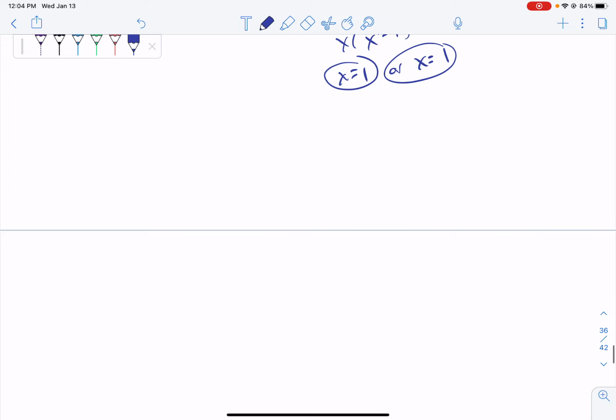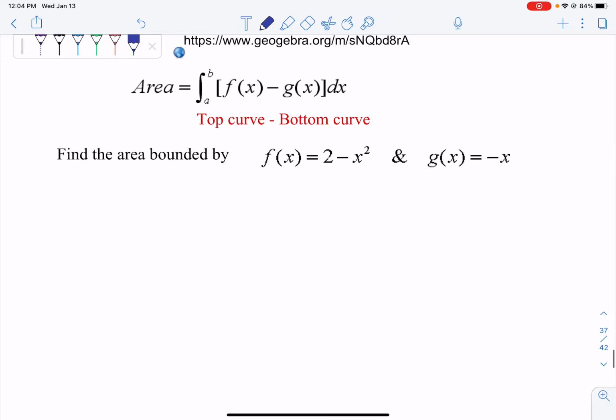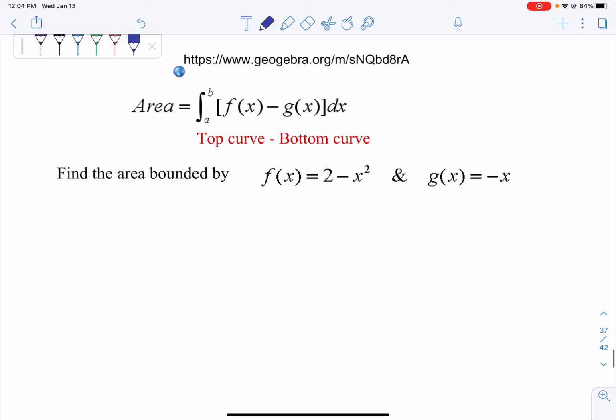So, moving on to some more interesting problems. It asks me to find the area bounded by f of x equals 2 minus x squared and g of x equals negative x. Now, a lot of this you can do in the calculator on the calculator questions. You just have to make sure that you write down what you're putting in the calculator. Okay, so as we go through this, there are some things that we're going to have to figure out and write down, but once you know what you're solving, you can put it in the calculator to get the answer.